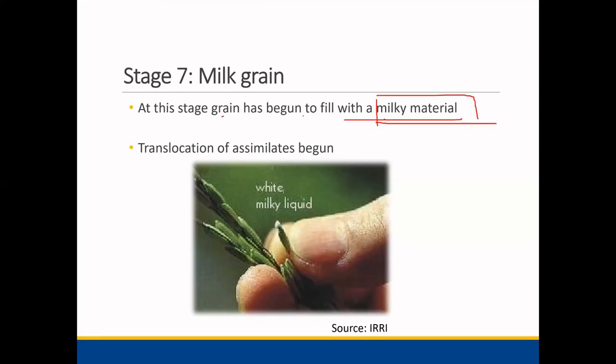Then this grain is going to fill up earlier with the milky material as the translocation of assimilates starts. In this picture, if you press that immature grain, you will get a white milky liquid. That's why I put this picture here. When you press it between your fingers, you can see that milky liquid. That stage is called the milk grain stage. That's stage 7, and also the very first stage of the ripening stage.